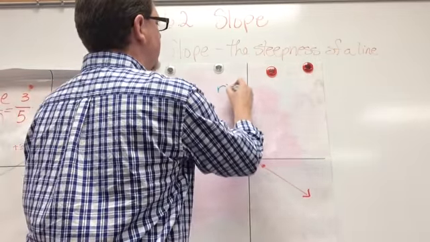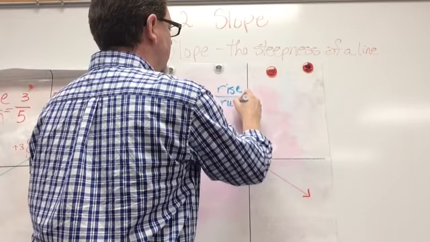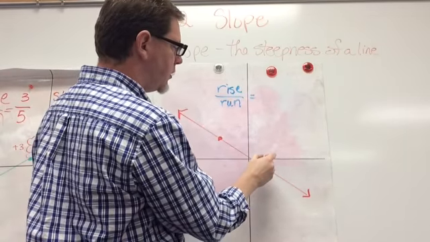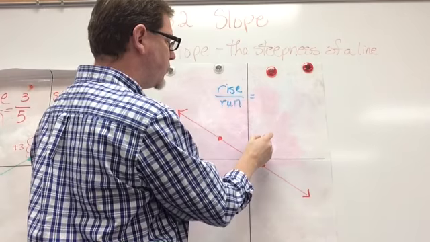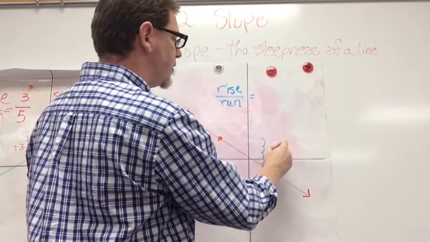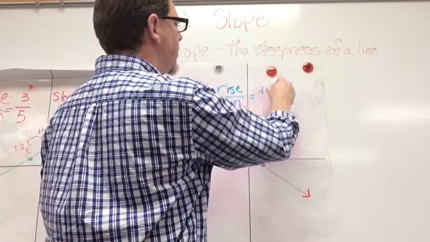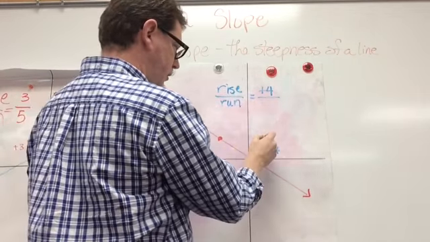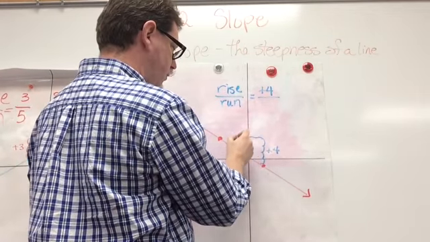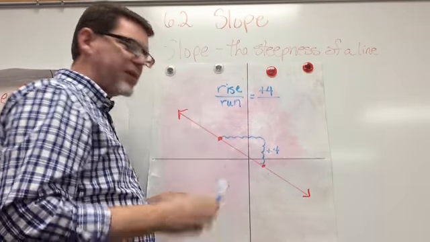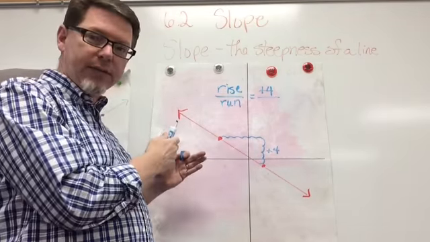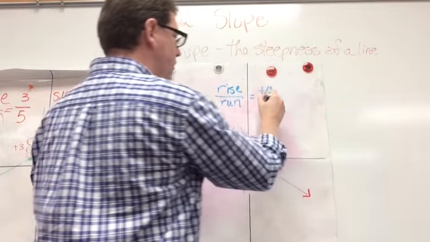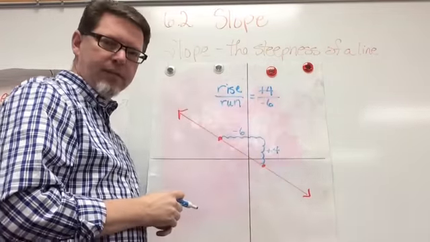So I'm going to do rise over run. So I'm going to start here, and how many do I have to go up? 1, 2, 3, 4. And so I'm going up. That means it's positive. So we know our rise is 4. Now I have to run 1, 2, 3, 4, 5, 6. But since I ran to the left, that makes it negative 6. So my slope is 4 over negative 6.